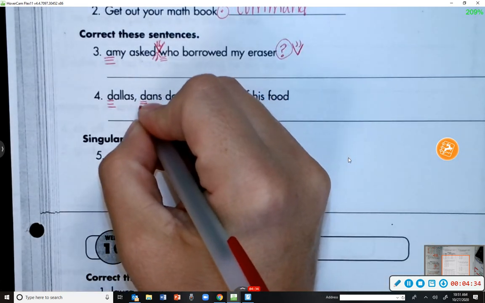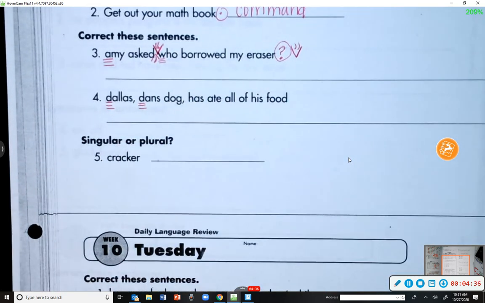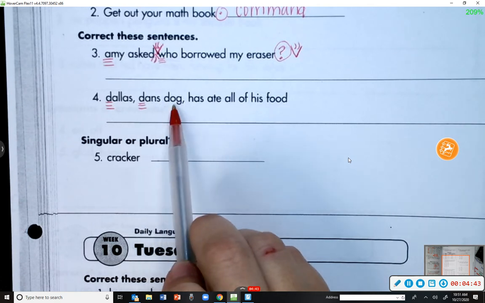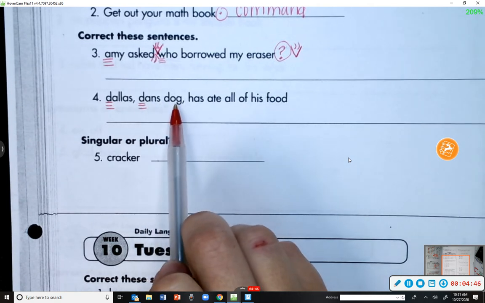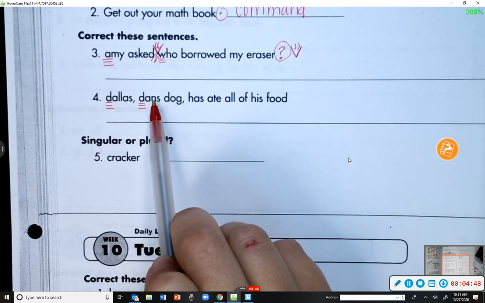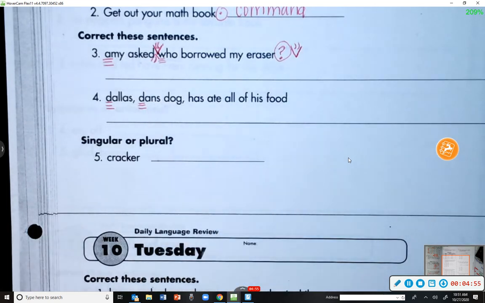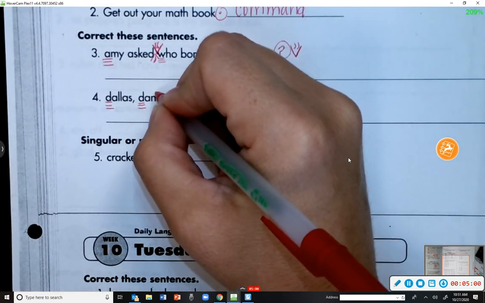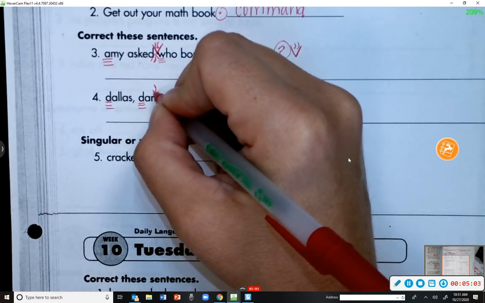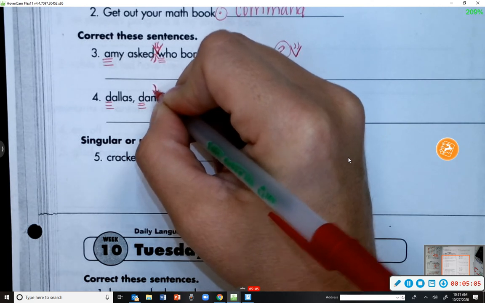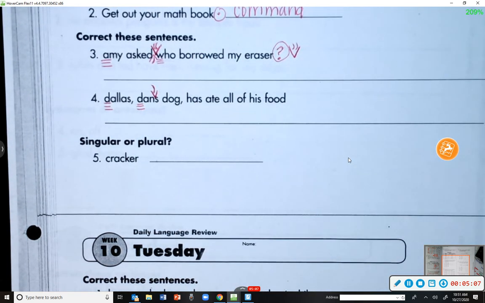Do we see anything else that's wrong with that? No, before that. Dan's dog. Is that ownership? Is that his dog? Yes. So if we're putting an S at the end of it to show ownership, it needs to be an apostrophe S. Okay? So apostrophe would be like this. Insert that little caret, and then the apostrophe goes between the N and the S.